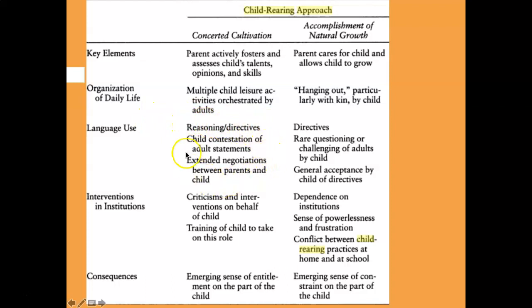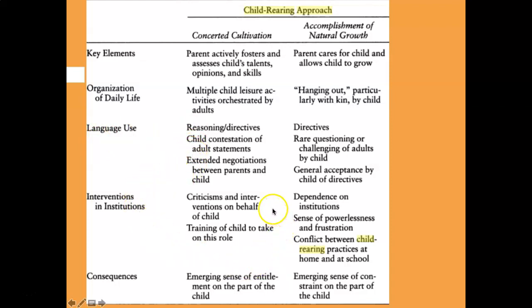In contrast, with concerted cultivation, parents are much more likely to talk things out with their kids, and kids can feel free to challenge or push back against their parents' ideas, or to give explanations for why they should or shouldn't do something. So there's a lot of negotiation here.